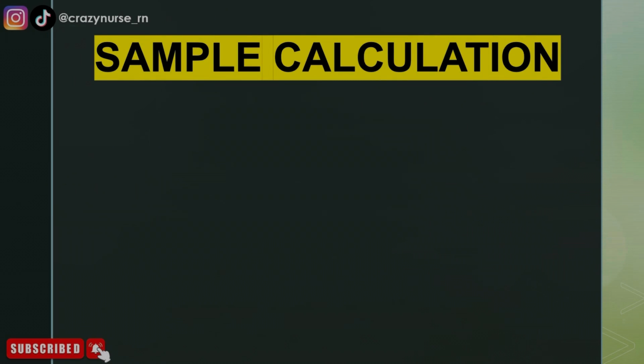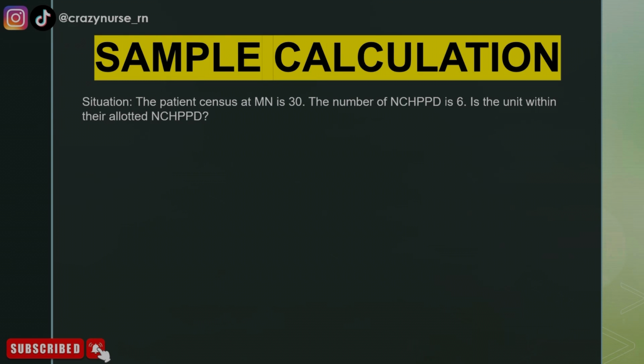So in order for us to fully understand this concept, I have prepared a sample calculation for us to practice. The situation says the patient census at midnight is 30. The number of NCH-PPD is 6. So our target number is 6. That means 6 nursing hours per patient per day. So that is our target.